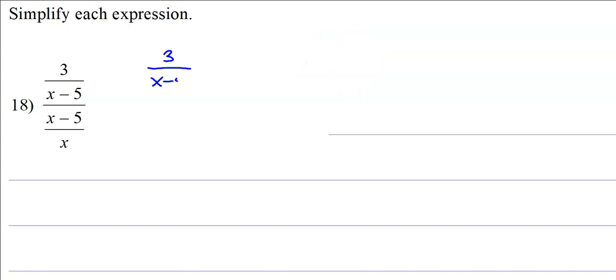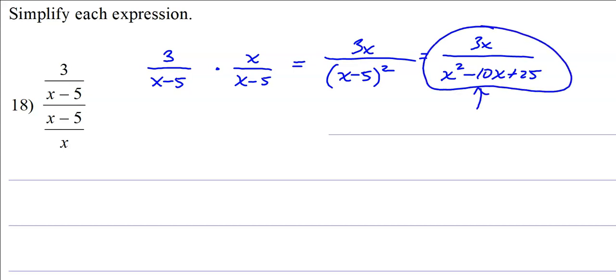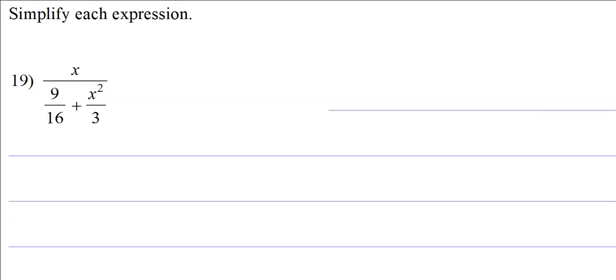Keep, change, and flip. And that's going to be 3x on top of, I don't know, I could be lazy and just write it like this. Or maybe I don't see that on a multiple choice test, so maybe they write it like that. Either one of those would be fair game. I think on the answer key, they chose this one. So just kind of be aware. Either one's good. Number 19.